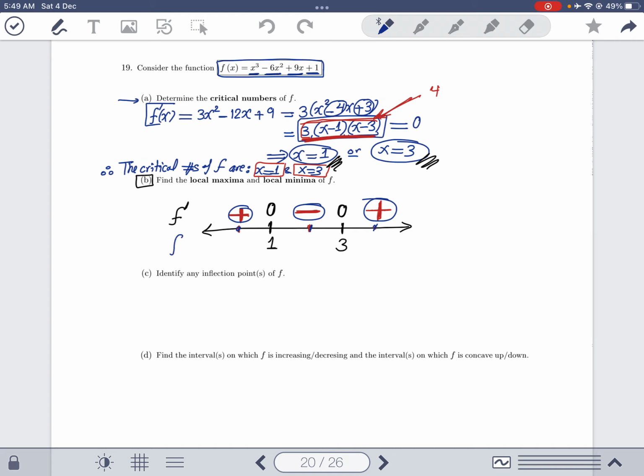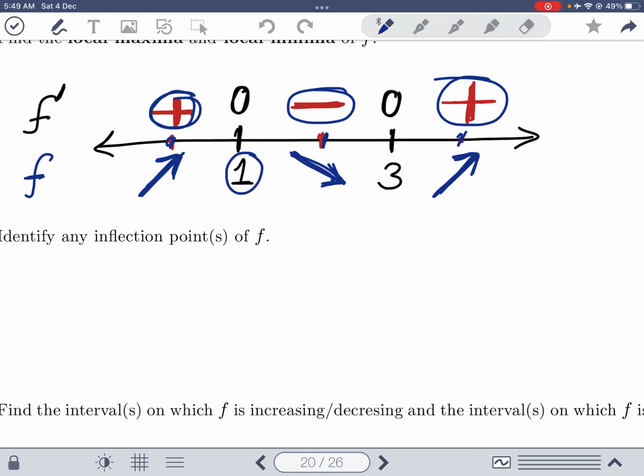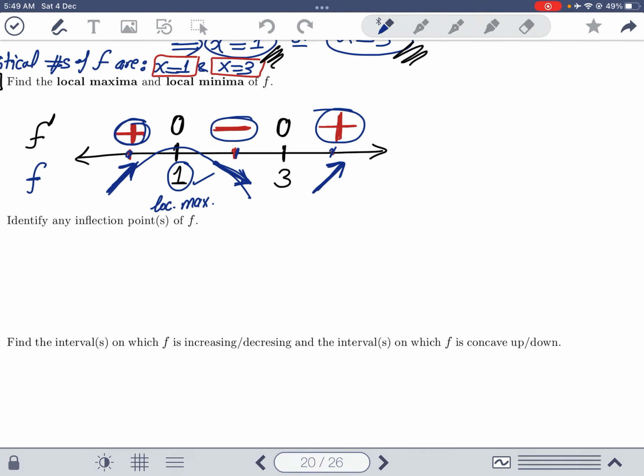And therefore, what happens to f? When the derivative is positive, f is increasing. When the derivative is negative, it's decreasing. And when the derivative is positive, it's increasing again. So this means that at this one, the function is increasing, then decreasing. So it's a local maximum. And at this one, it's decreasing, then increasing at 3. So it's a local minimum. We can delete this, and right here, it's a local minimum. This is the easiest way in this case to do it.